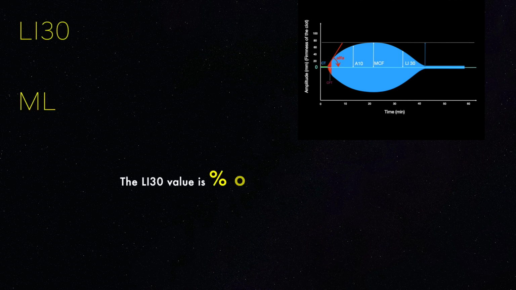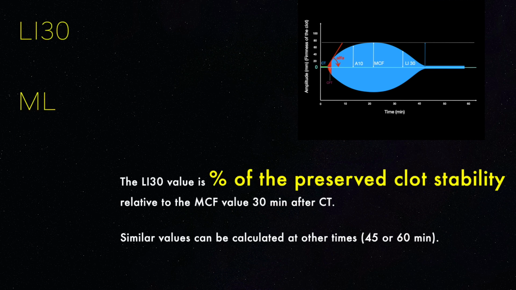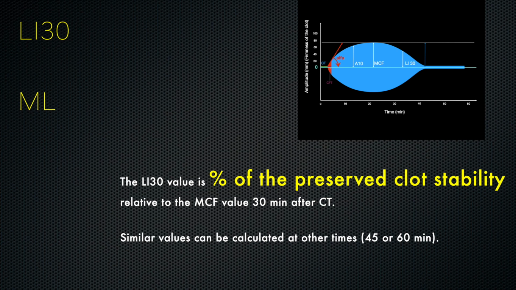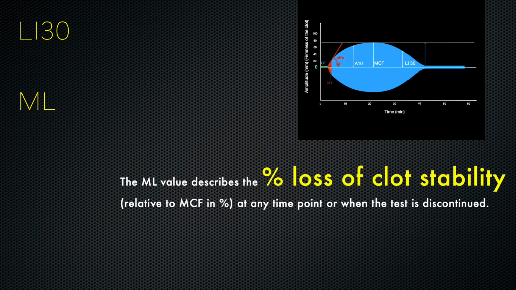LI30, lysis index after 30 minutes, and ML, maximum lysis, are opposite parameters. The LI30 value is the percentage of the preserved clot stability relative to the MCF value 30 minutes after CT. Similar values can be calculated at other times, for example 45 or 60 minutes. The ML value describes the percentage loss of clot stability relative to the MCF at any time point or when the test is discontinued.